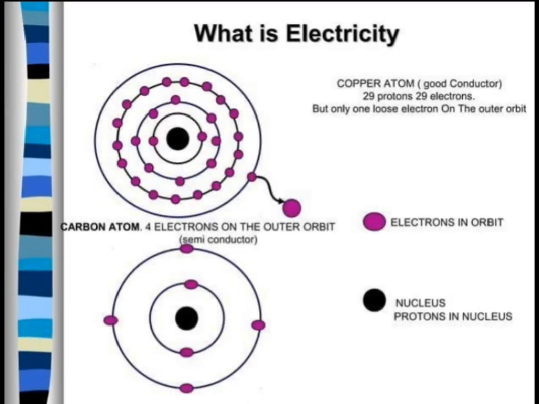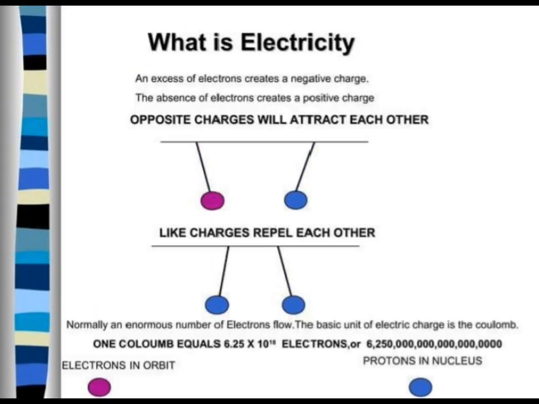The image shows atomic structures of copper, a good conductor, and carbon, a semiconductor. Copper atom has 29 protons and 29 electrons, while carbon atom has 4 electrons in its outer orbit, meaning it is a semiconductor. Excess of electrons creates a negative charge, and their absence results in a positive charge. Opposite charges will attract each other because they have positive and negative, while like charges repel each other because both of them have positive.